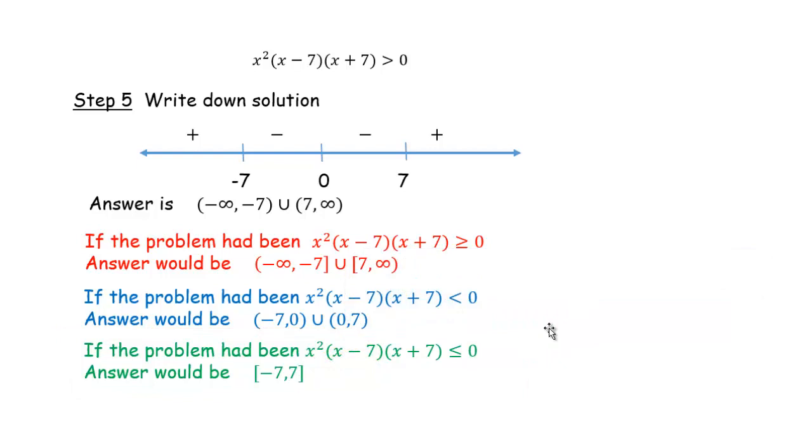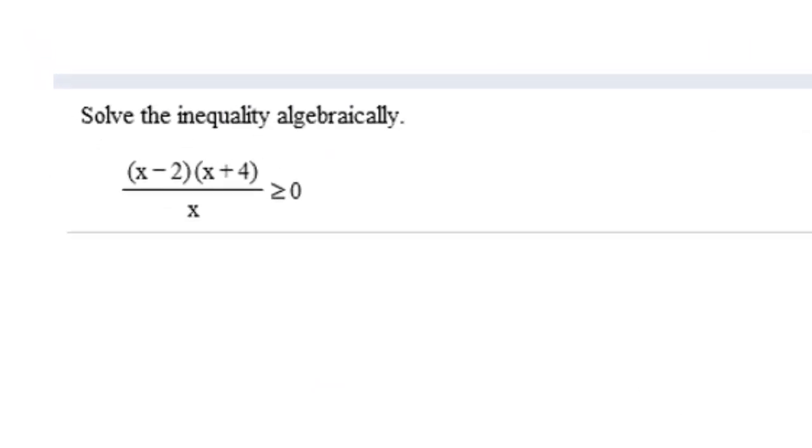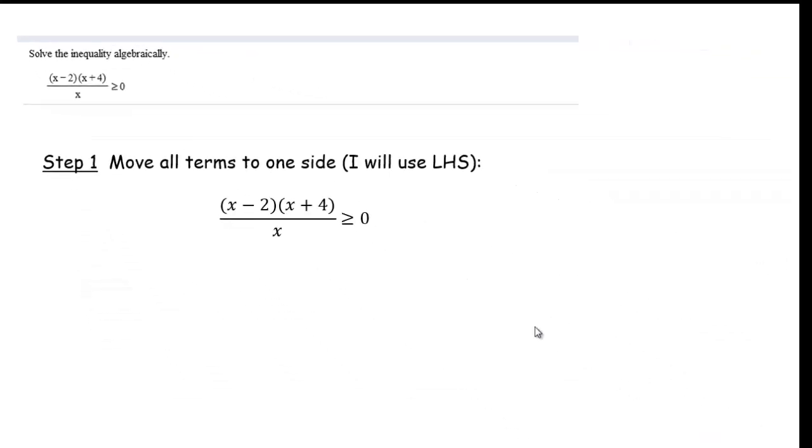All right, now let's do a problem that has a fraction in it. That would be called a rational function. We want to solve (x minus 2)(x plus 4) over x greater than or equal to 0. Step 1, move all terms to the left-hand side.